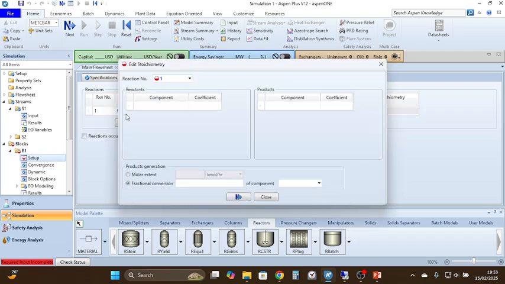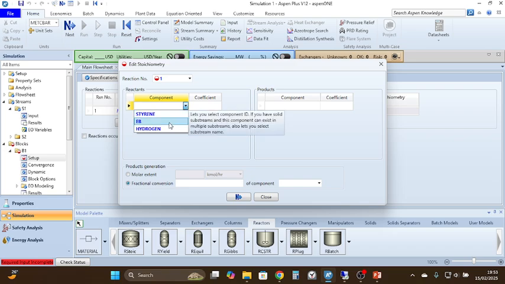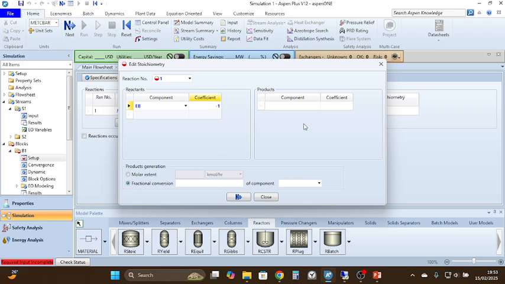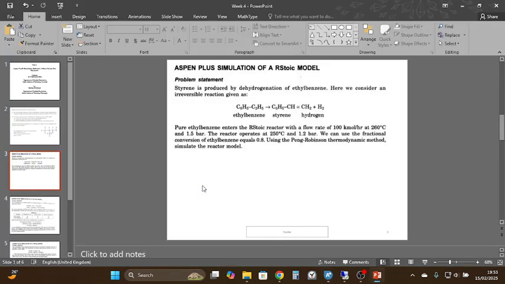So we are going to click on new. This is reaction 1. So what is happening? Ethyl benzene is coming. The coefficient of ethyl benzene is -1 since it is a reactant. The components that are being formed are styrene and hydrogen. The coefficient is 1 and 1. These are products.